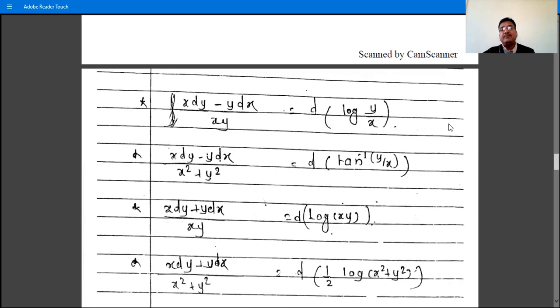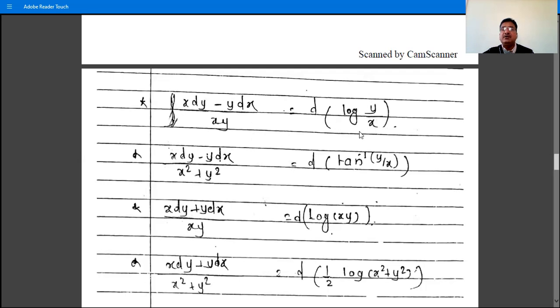1 divided by y by x. The derivative of log x is what? 1 by x. The derivative of log y by x is 1 by y by x into the derivative of y by x. The derivative of y by x, using the u into v rule, is x dy minus y dx divided by x square. And then y divided by y by x means into x by y. So x gets cancelled, and we have this answer.